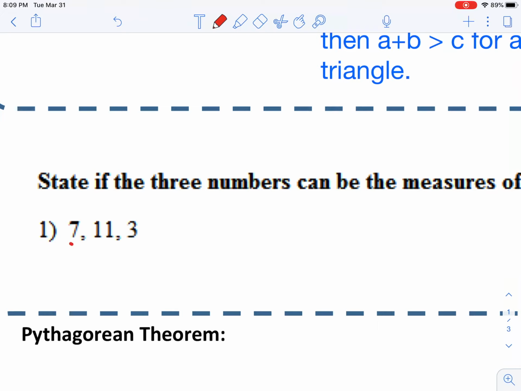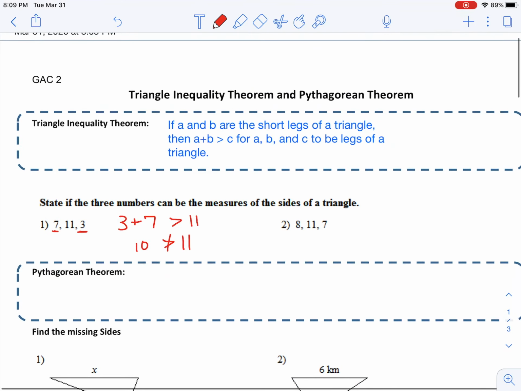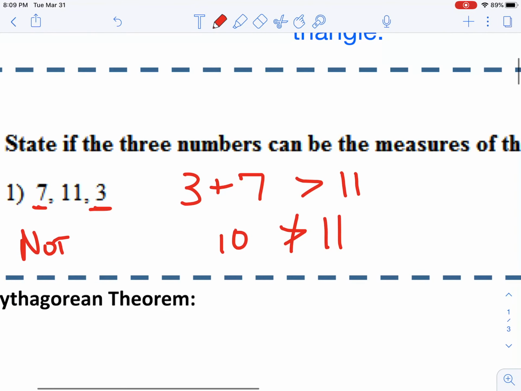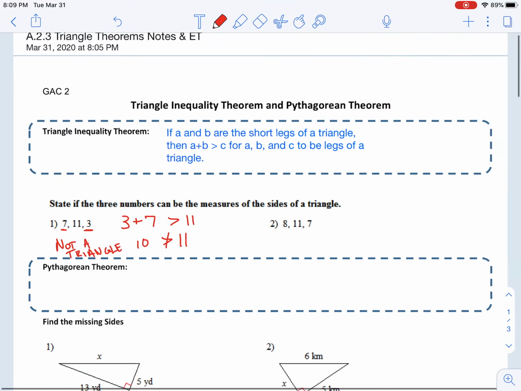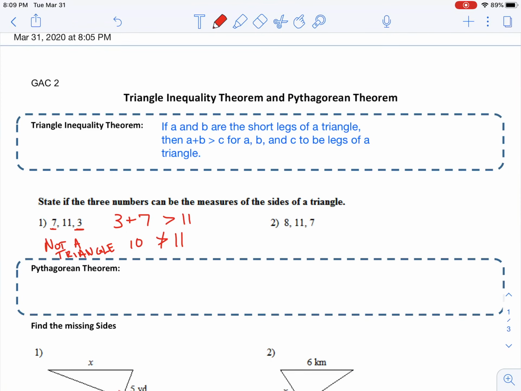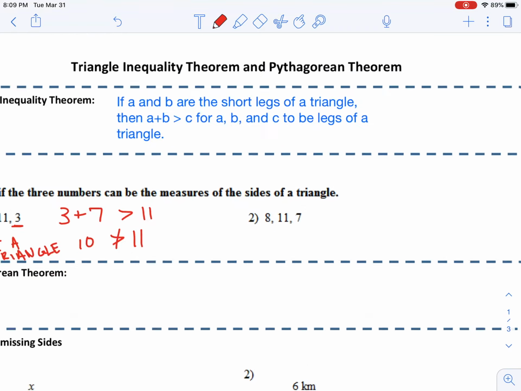So let's take a look at some of the examples here. We want to take the two shortest sides, so we have 7 and 3. We're going to add those together, 3 plus 7, and they have to be bigger than the third side. In this case, 7 plus 3 is 10. 10 is definitely not bigger than 11, so therefore this is not a triangle. It can't be a triangle. There's no triangles that have those side lengths. It's not possible. Trust me on this. I'm a mathematician.